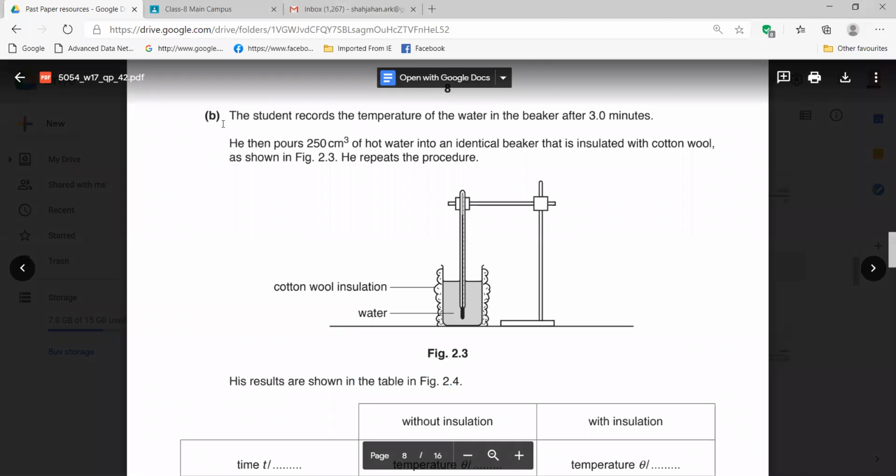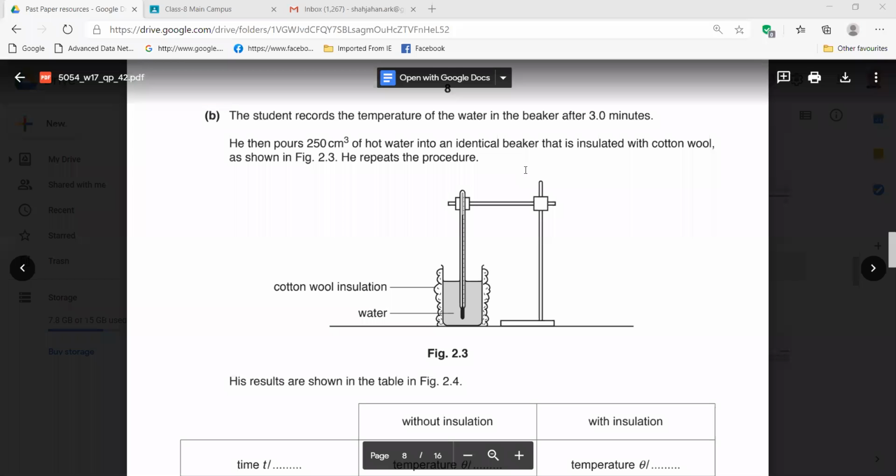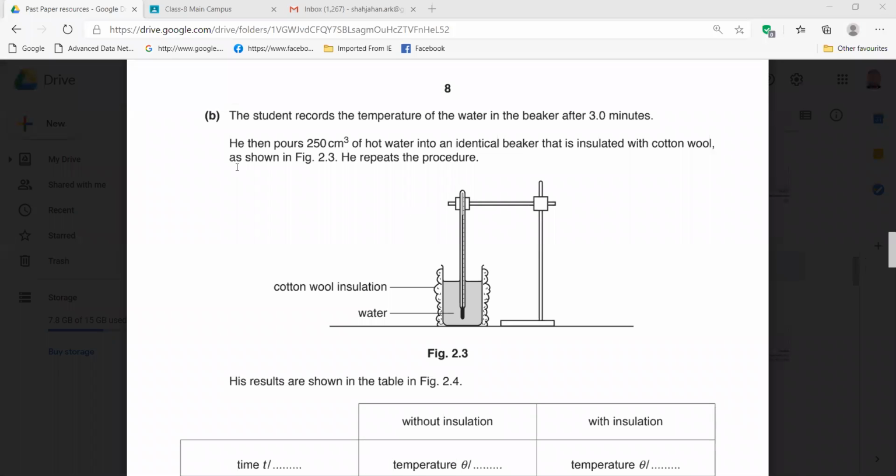Okay, sir. B. The student records the temperature of the water in the beaker after 3 minutes. He then pours 250 centimeter cube of hot water into an identical beaker that is insulated with cotton wool, as shown in figure 2.3. He repeats the procedure. These results are shown in the table.